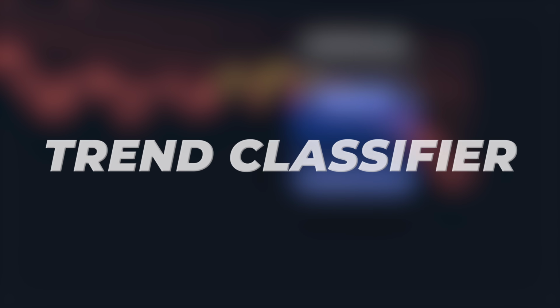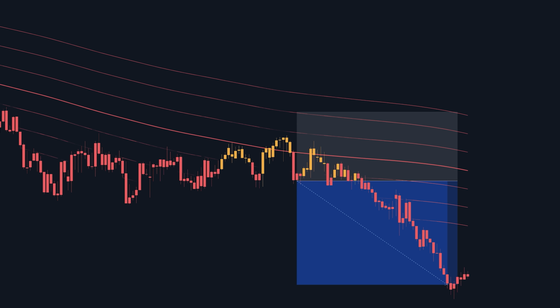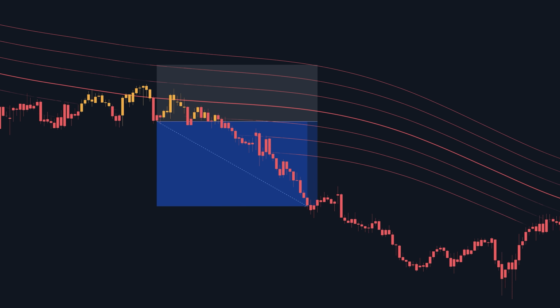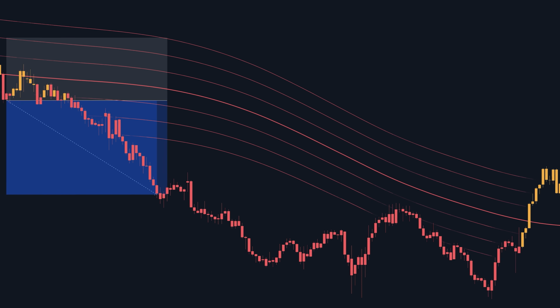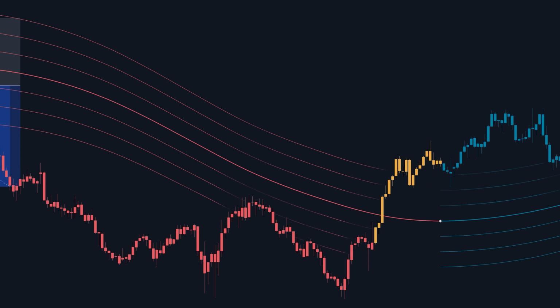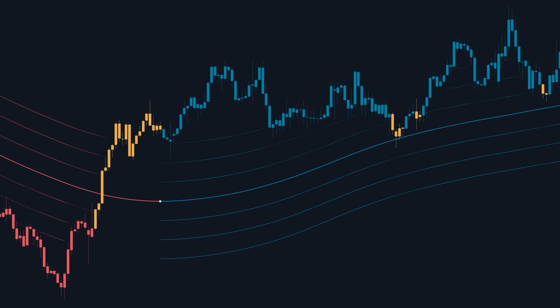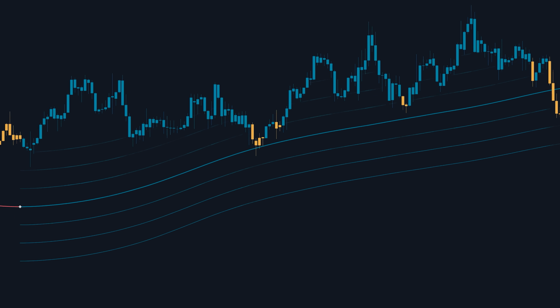In summary, the trend classifier helps you stay aligned with the dominant trend while visually breaking down the market's momentum into different levels or phases. Instead of just telling you up or down, it gives you a sense of how much conviction is behind the move. It helps you see not just the trend, but the story of the trend as it develops from weak to strong to potentially just consolidating.